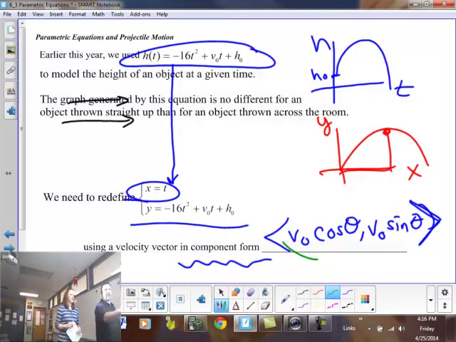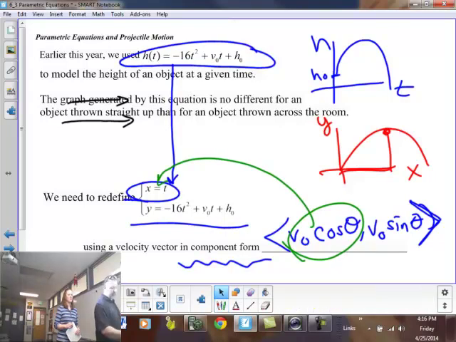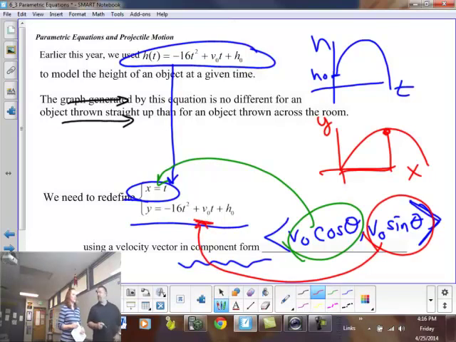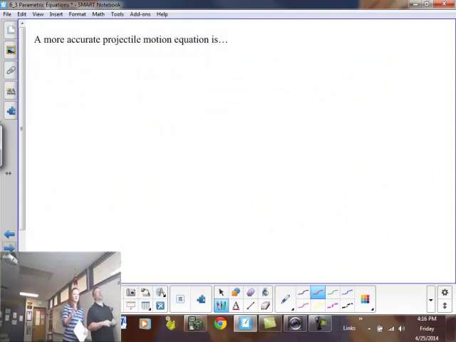Right, so what we're going to do is stick this basically in front of this t, and stick the vertical component of the velocity in the place of v naught. But the horizontal component is also going to have a velocity component to it, so we definitely need some new equations. Pick up your pencil and write this down.